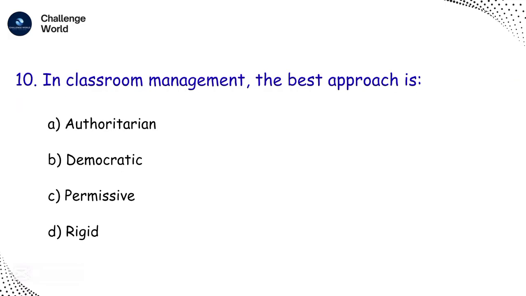Question 10 is, in classroom management, the best approach is A. Authoritarian. B. Democratic. C. Permissive. D. Rigid. Option B. Democratic is the right answer. A democratic approach allows students to participate, encourages respect, and creates a positive classroom environment.